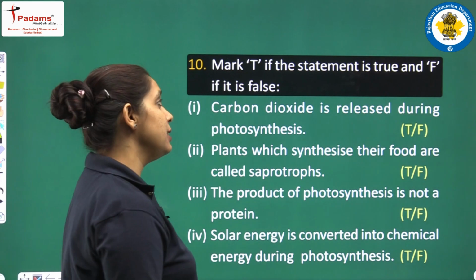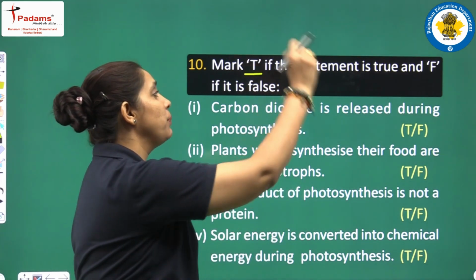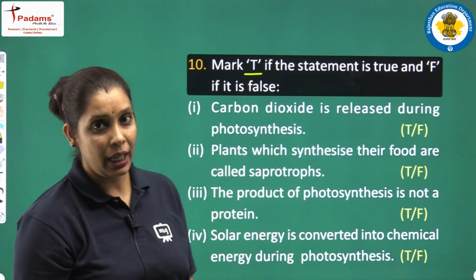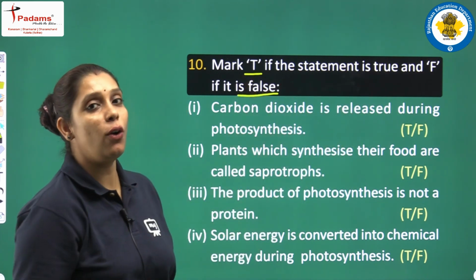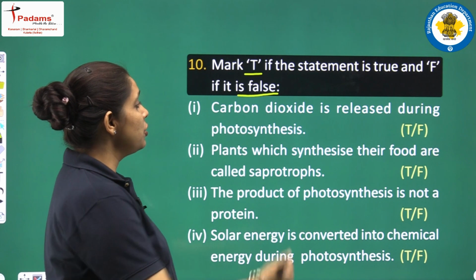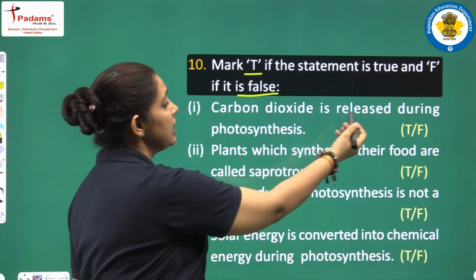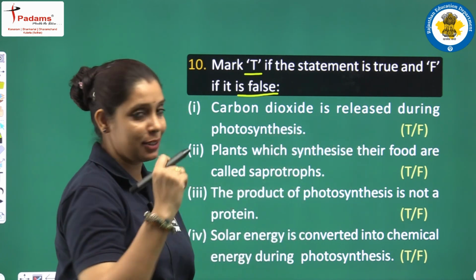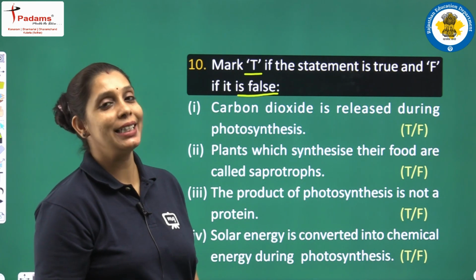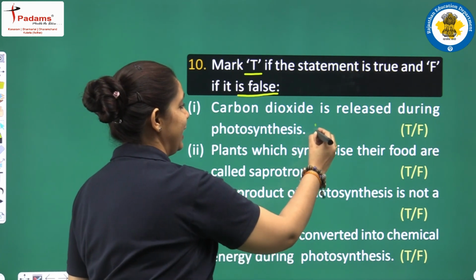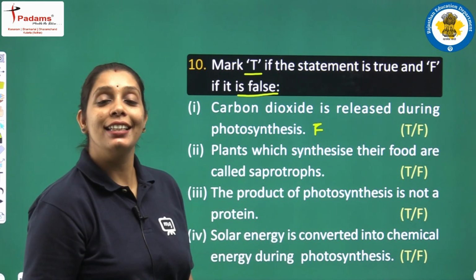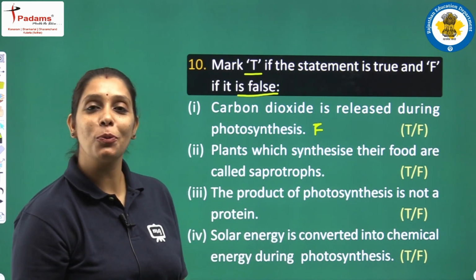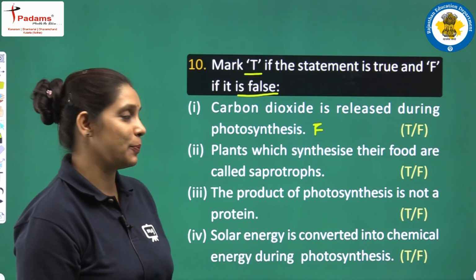Our next question is, mark T if the statement is true. Mark F if the statement is false. Okay. First is, carbon dioxide is released during photosynthesis. Is it true? No, it is false. Yes. So then which gas is released? It is oxygen, which is consumed by other living organisms.